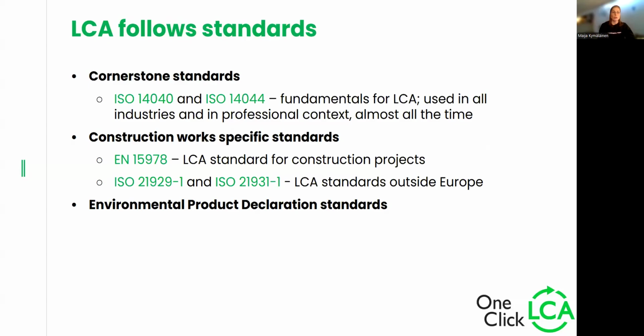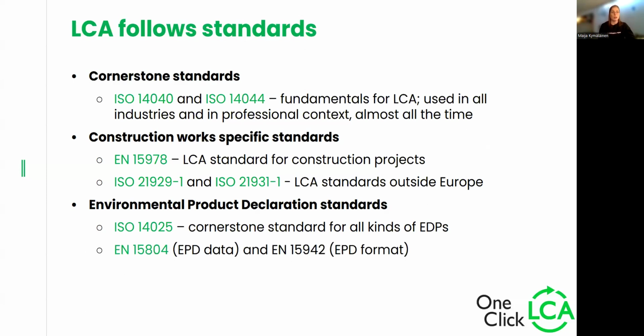Environmental product declaration standards, we have the ISO 14025. So this is the cornerstone standard for all kinds of EPDs. And EN 15804, which is for the EPD data. So that is like the core product rules for building products specifically. And then there's also an ISO standard that is used outside Europe.